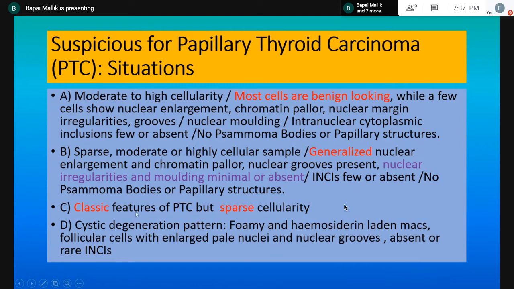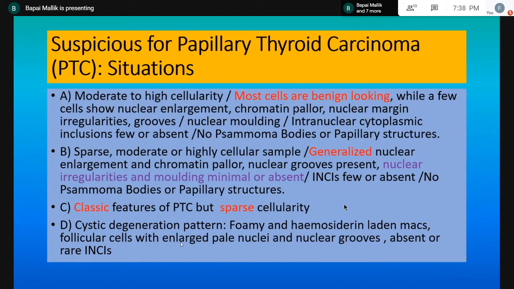The third one is very interesting. Here you find classic features of papillary thyroid carcinoma, which means that you're going to find nuclear chromatin pallor, nuclear grooves, inclusions, maybe some psammoma bodies, papillary structures, but still, why don't we call it a papillary thyroid carcinoma? That is because the cellularity is extremely sparse. Because the cellularity is very sparse, and different people have different thresholds, even if you see very classic features of papillary thyroid carcinoma and the cellularity is extremely low, you might just like to cool down a little bit and just call it suspicious for papillary thyroid carcinoma.